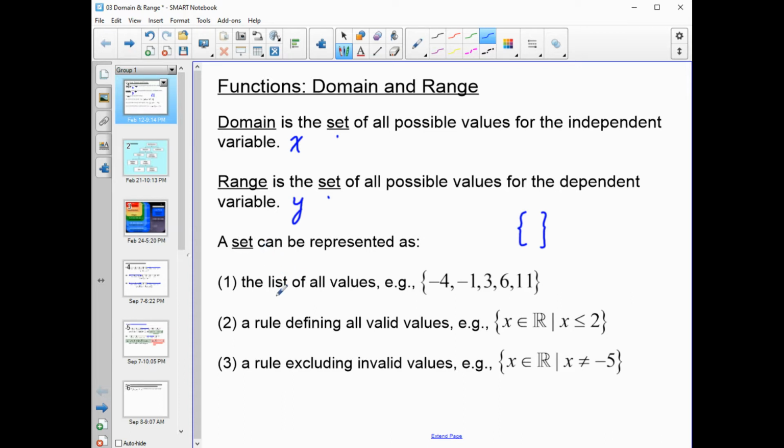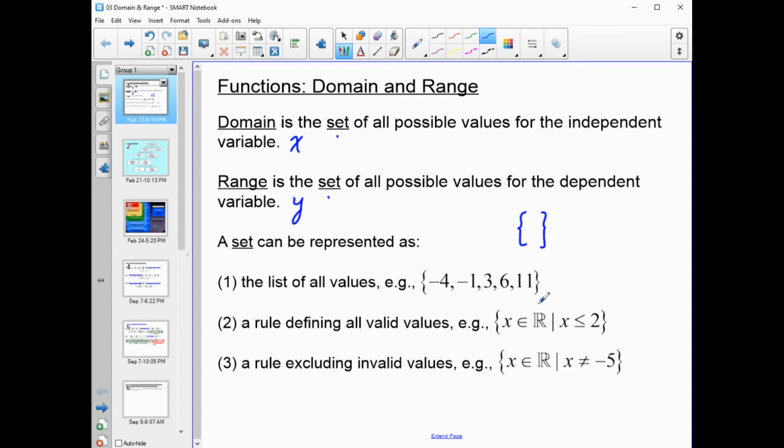So we can have just a list of values. That's one possible way that we can represent a set. You can see here, -4, -1, 3, 6, and 11. The numbers have varying deltas or differences between them. We've got a gap of 3, then a gap of 4, then a gap of 3, then a gap of 5. There's no particular consistency, and so there's no particular pattern here either. It's just a list of numbers. And what this is saying is that those are the only numbers in this particular set.